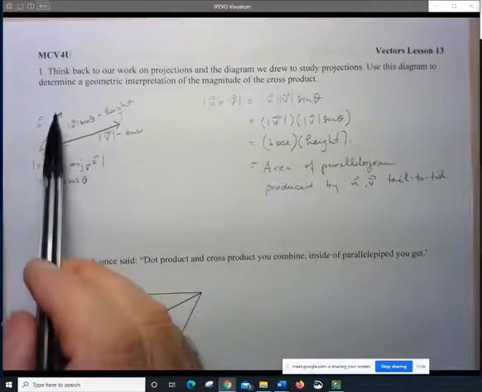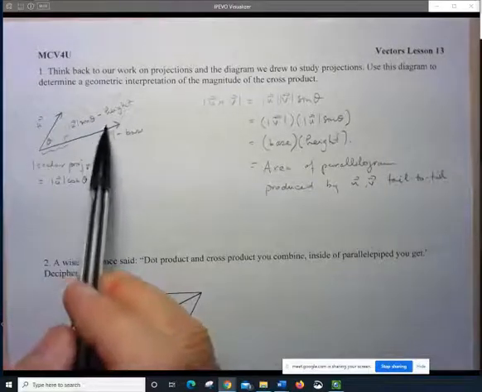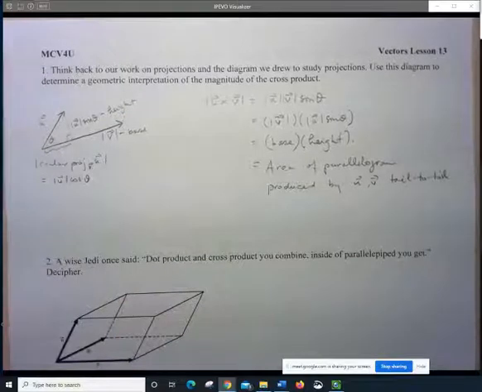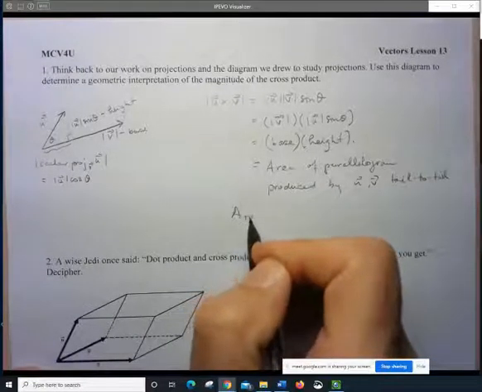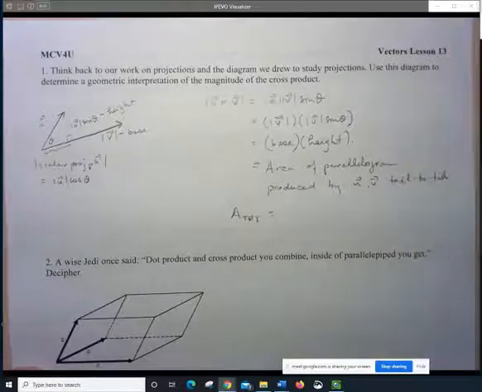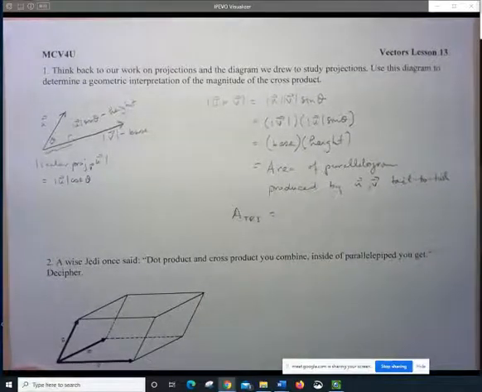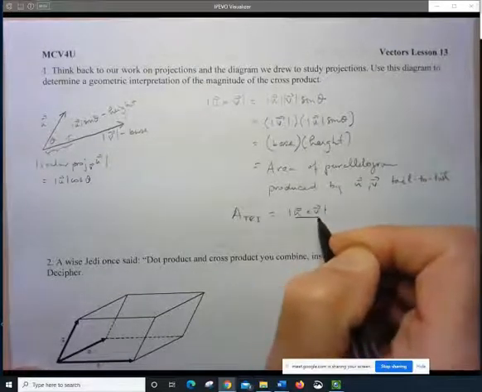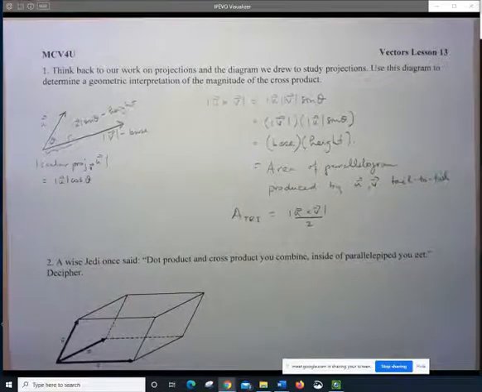Now, of course, if we wanted to determine the area of the triangle produced by these two vectors, well, how would I get that? What would be the area of the triangle produced by u and v? Don't think too hard there. Yeah, just divided by 2. It would just be the magnitude of the cross product divided by 2. Okay? So, nice little result.